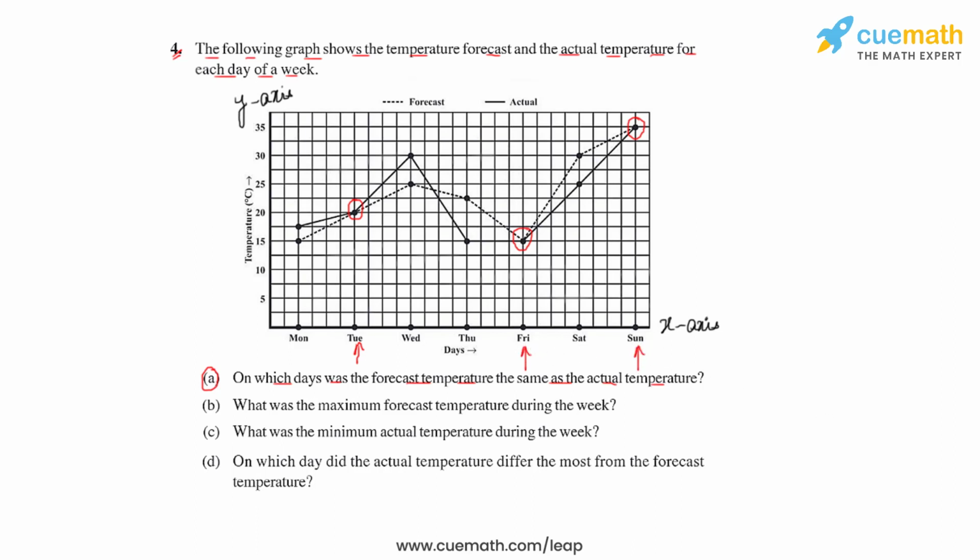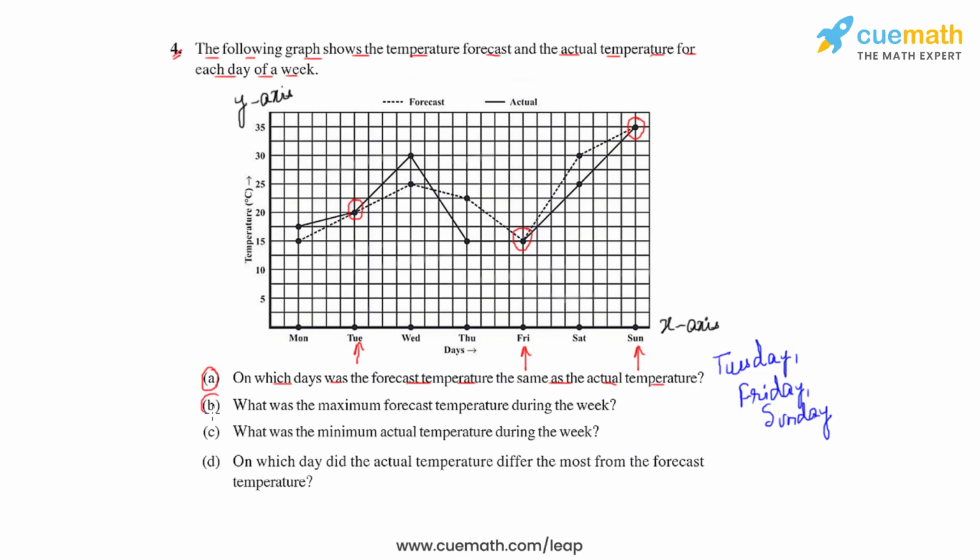So to answer question A, the 3 days when the temperature forecast and the actual temperature are the same are: the first one is Tuesday, the second day is Friday, and the third day is Sunday. So these are the 3 days on which the two temperatures are the same.